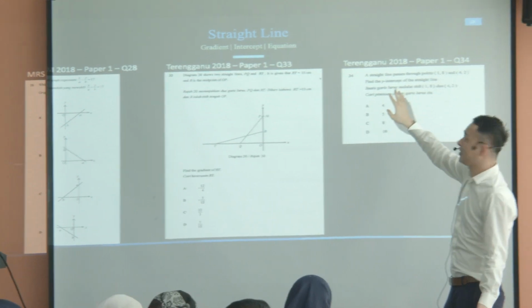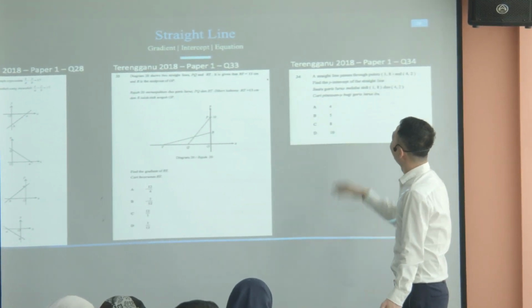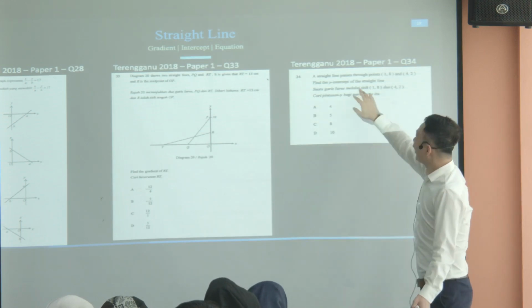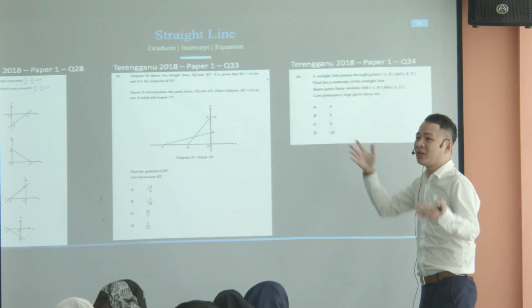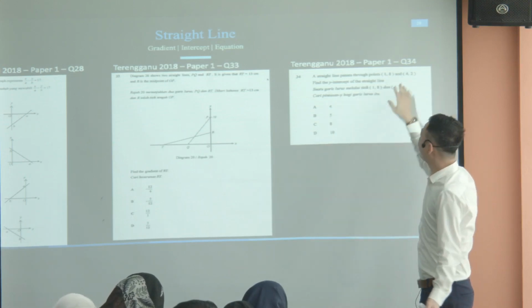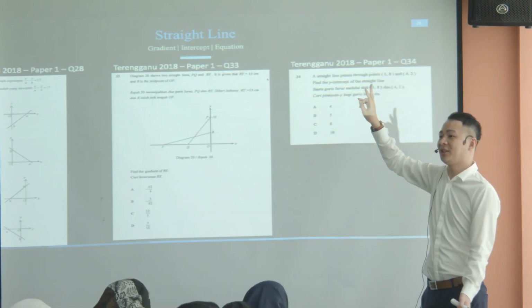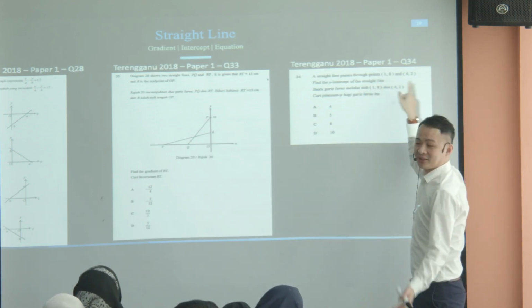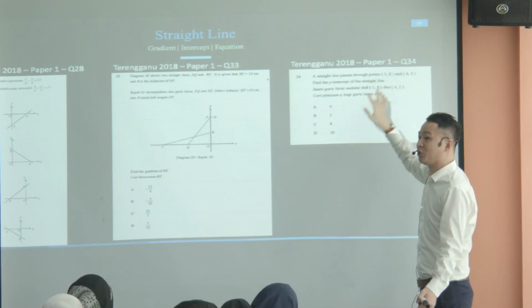Alright, this one. The straight line passing through these two coordinates, find the y-intercept. If you want to find the intercept, you have a straight line, but you don't have the equation, so it's impossible to get the answer straight away. So you need to form the equation. To form the equation, you need two pieces of information: gradient and coordinate. You have two coordinates, so no problem there, but you don't have the gradient.